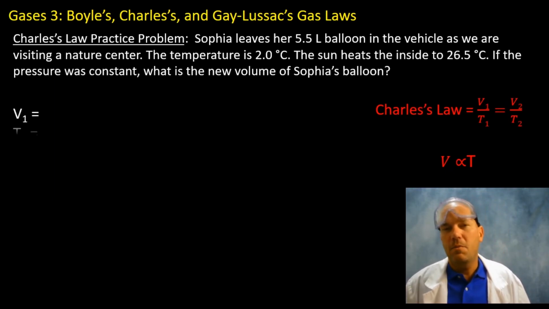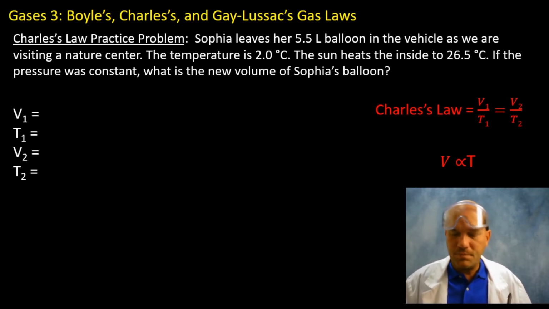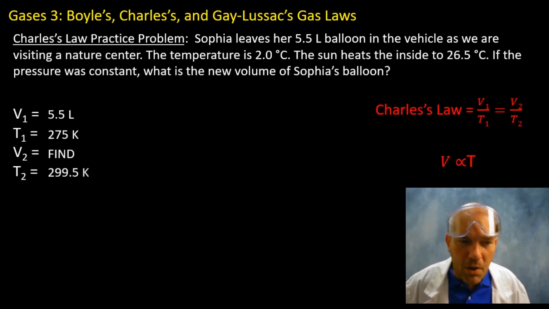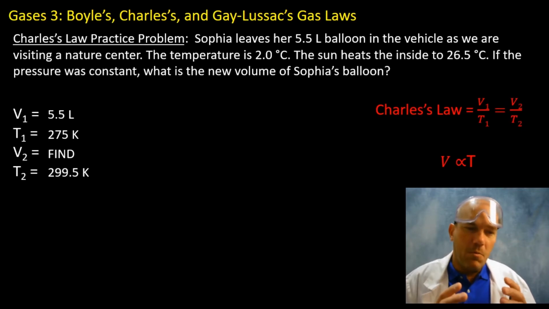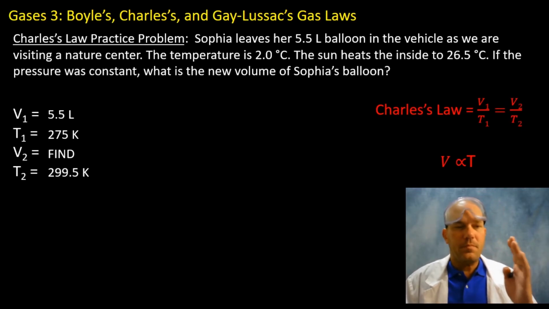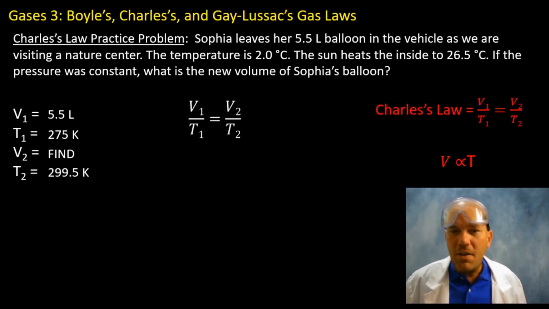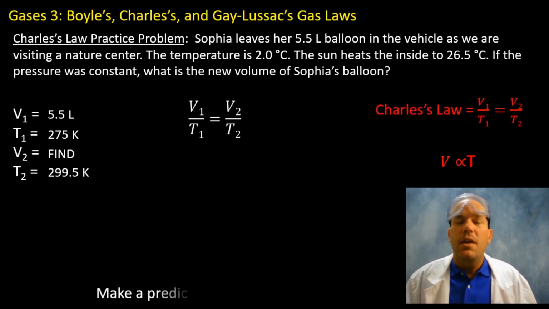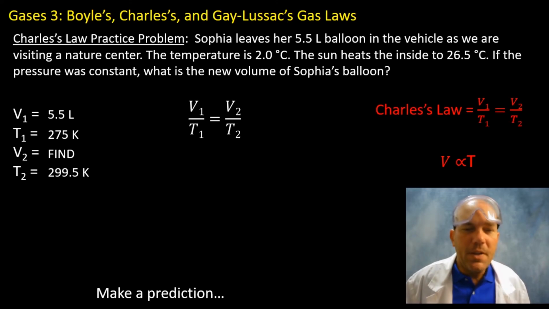All right, we're going to put our variables. We're going to write down what we know. We're going to figure out what we're trying to find. We want the final volume after the sun heats up the balloon. So we have our mathematical representation here. We're going to then make a prediction.